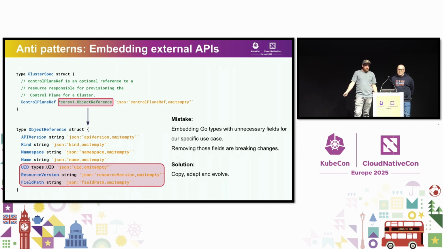So what should we have done instead? We should have seen, okay, object reference is a cool example. We reuse that, but we create our own copy and only have the fields in our API which we really need and skip adding the other ones. And in this way, if we later on maybe need a UID field, we just could add it and make use of it, but only when we need it.